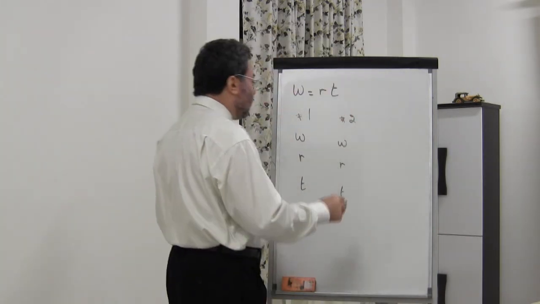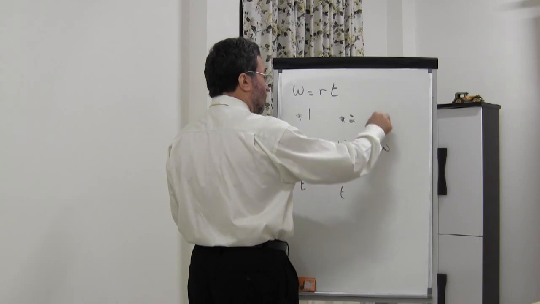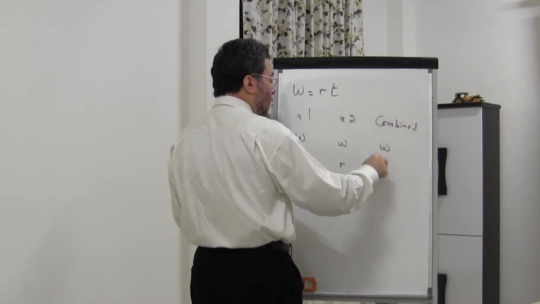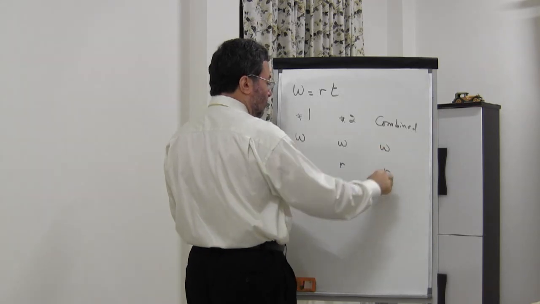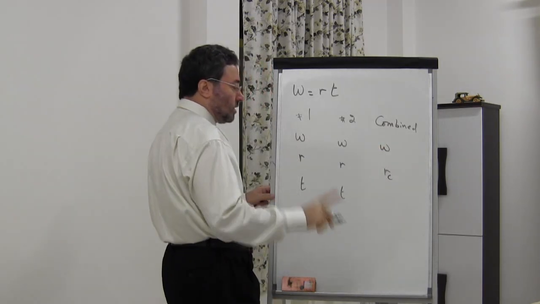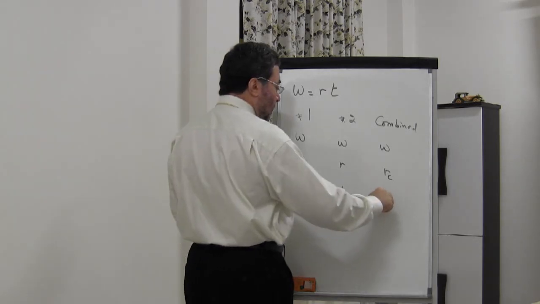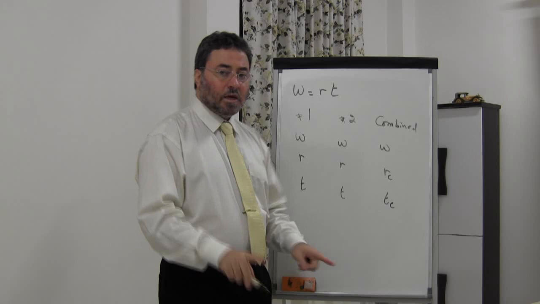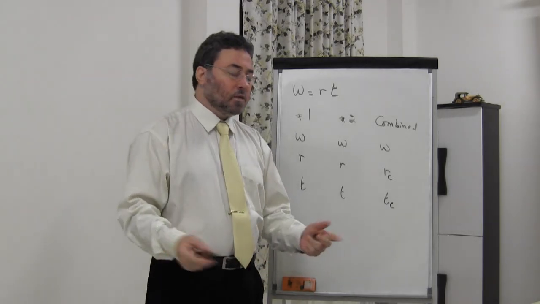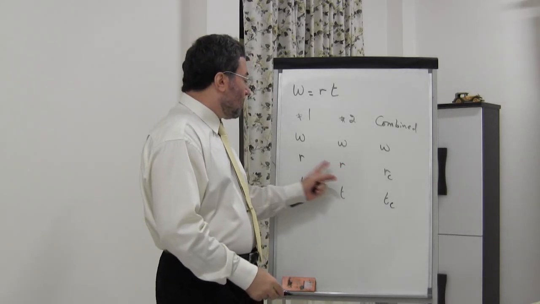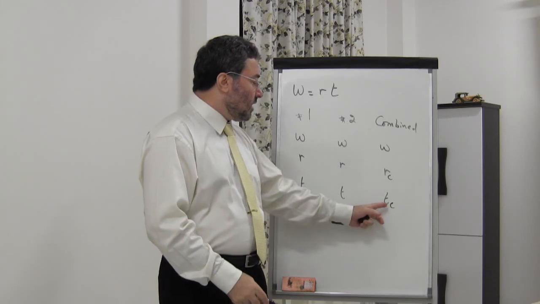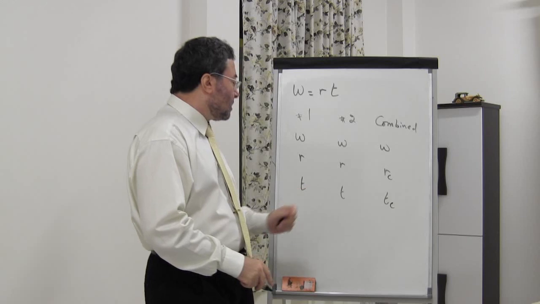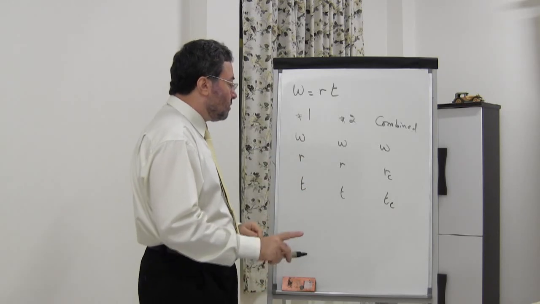So here we have the combined situation. The work is still the same, but here we have a combined rate when they're working together and a combined time. Obviously, the rate of doing the work when they are working together is going to be faster, so it's going to be more than either of these two. And the time it takes to do the work will be less than the time that it takes each one of them to do the work alone.